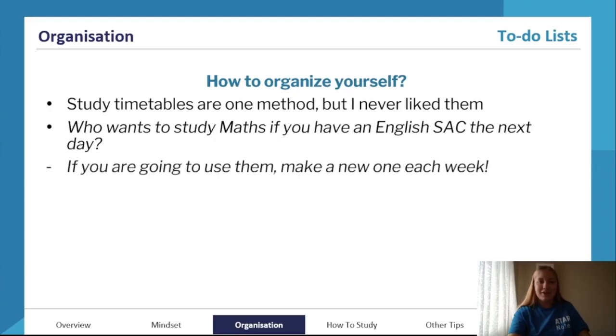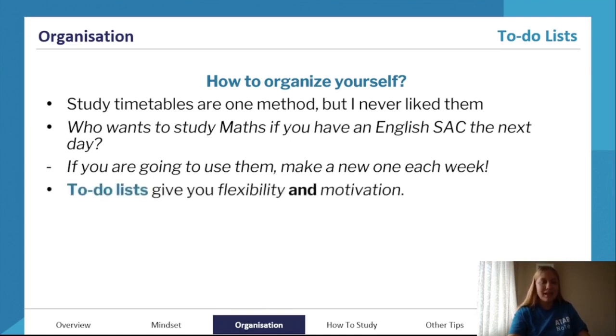So if we are going to use our study timetables, we need to make a new, relevant, updated one each week. Sounds a bit tedious, maybe, but it will help you stay on top of all of your work and all of your SACs, and it will not take long to do. Especially as you continue to utilize them, you will get more and more used to it. To-do lists provide us with a lot of flexibility and motivation. Ticking things off is so motivating on your to-do list, guys. And of course, it's flexible. You can modify it every single week and change it depending on what your needs are during that week.